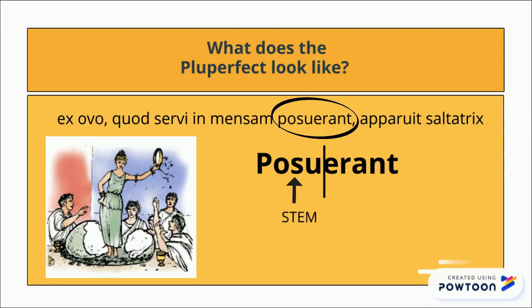The stem of the pluperfect verb comes from what we call the perfect stem, which is the third part of the verb that we memorize when we memorize the verb forms, and it usually has a V or a U or an X at the end of it.